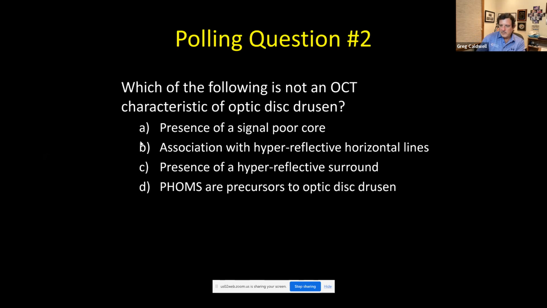And see how the polling questions are rolling in. Good audience here tonight, nice and active.